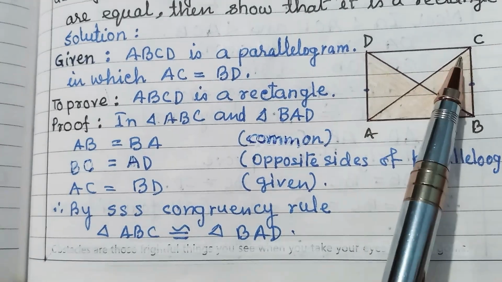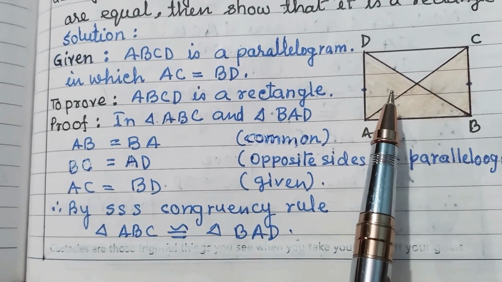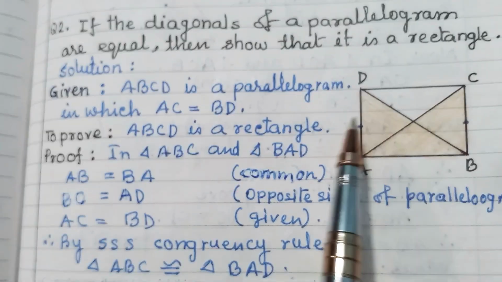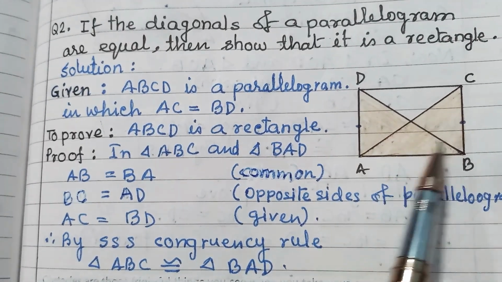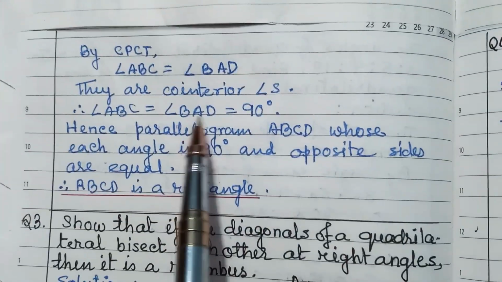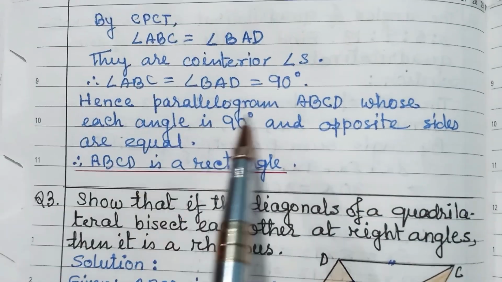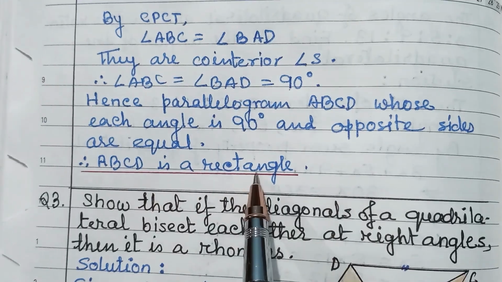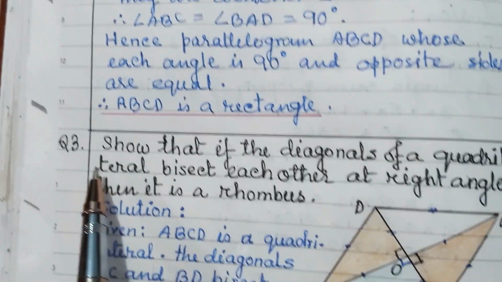So all the angles are 90 degrees. One property here. Another property is already given: parallelogram, opposite sides are equal and parallel. So all the properties we have got, so it is a rectangle. Now, as angles are 90 degrees, hence it is a parallelogram with 90 degrees, so it is a rectangle. Got it? Next, question number 3.